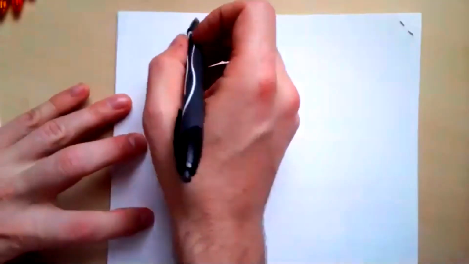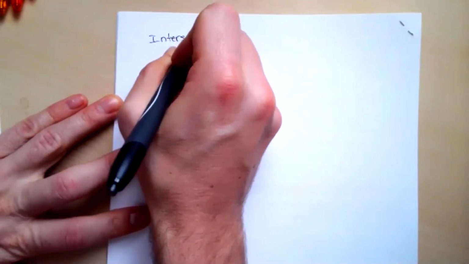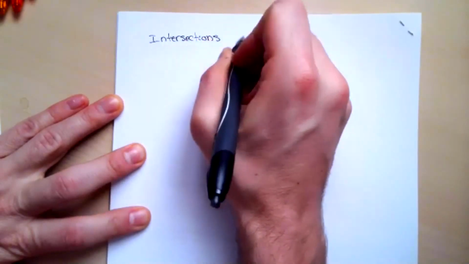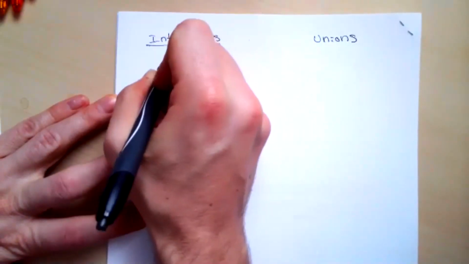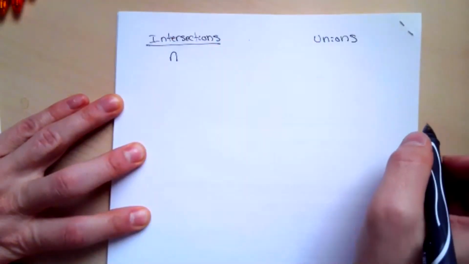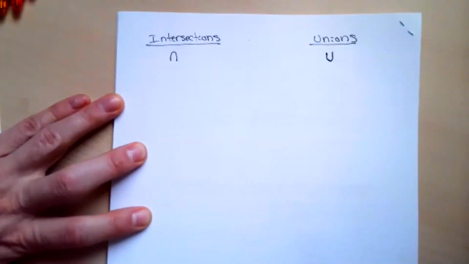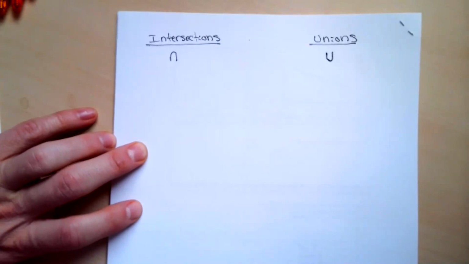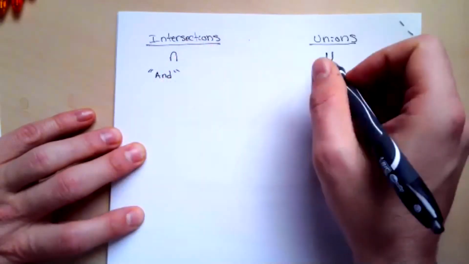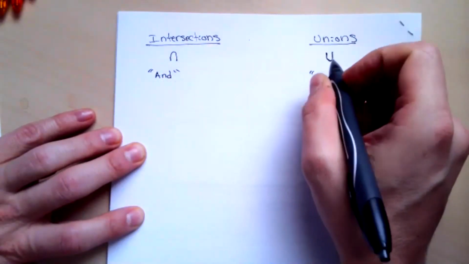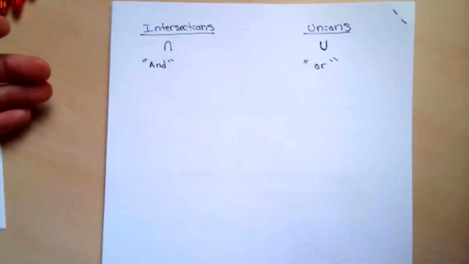The other things we'll see are intersections and unions. Intersections are denoted by an upside down U. Unions are denoted by just a regular U. Intersections also have a logic implication. They mean "and" statements, which means both things are required, whereas unions logically mean "or" statements. We can have one or the other.